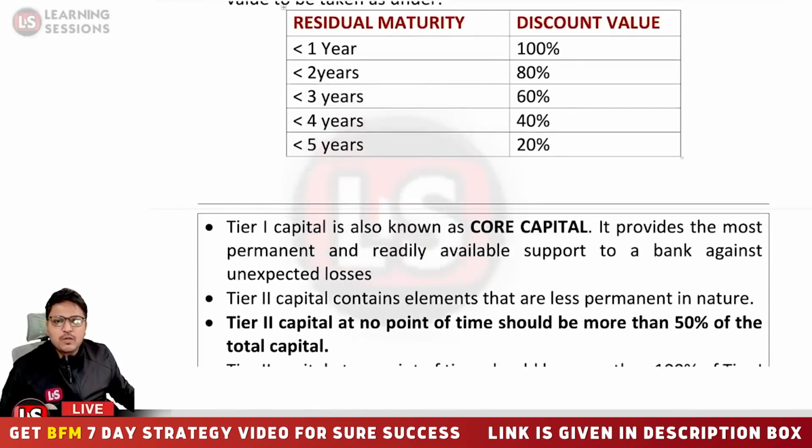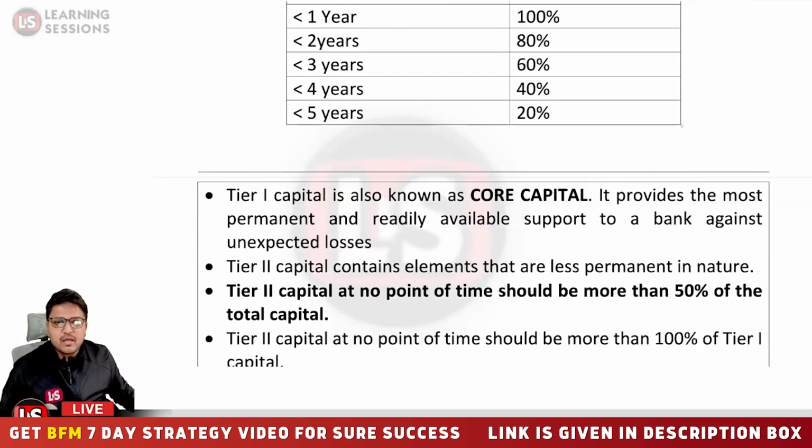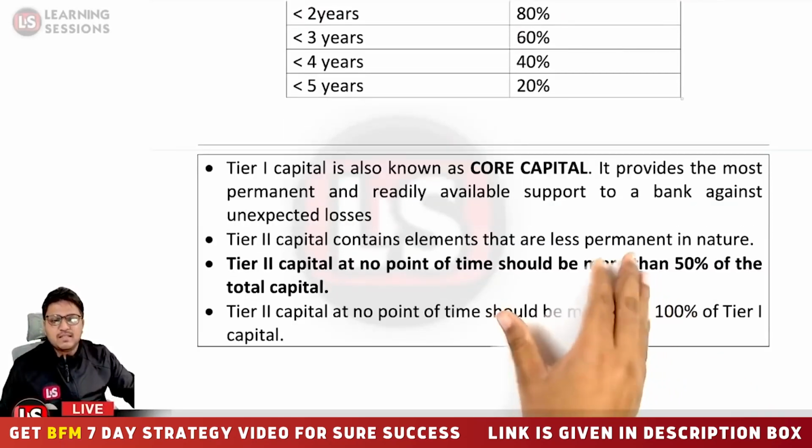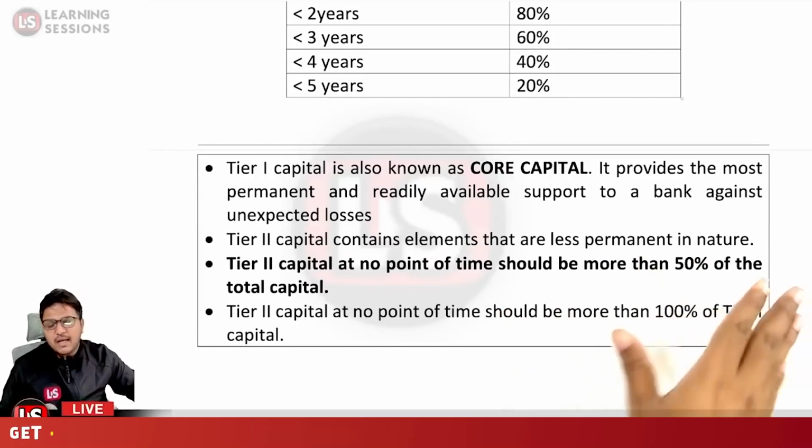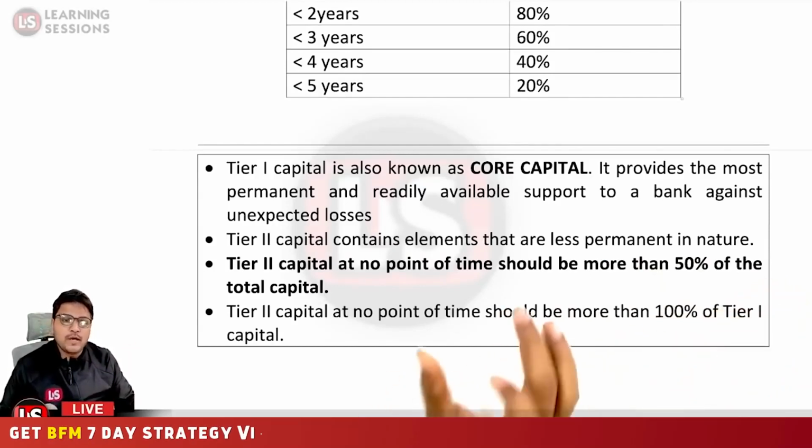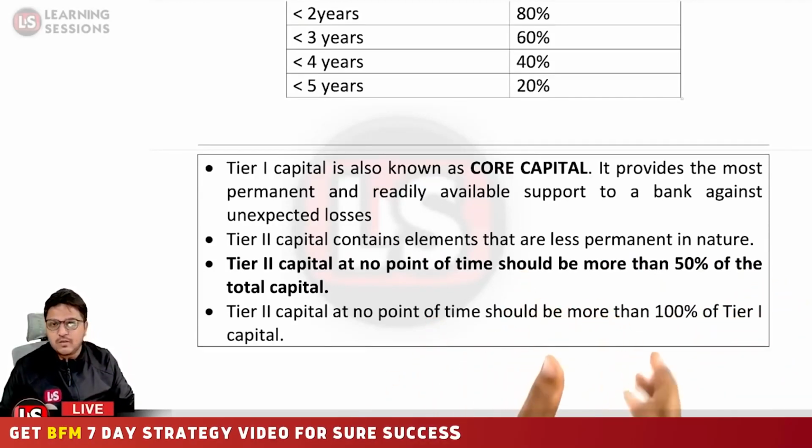Further, as I already told you, the tier 1 capital is known as the core capital, and it is the most permanent and readily available capital. Tier 2 capital elements are less permanent in nature, and tier 2 capital at no point should be more than 50% of the total capital.